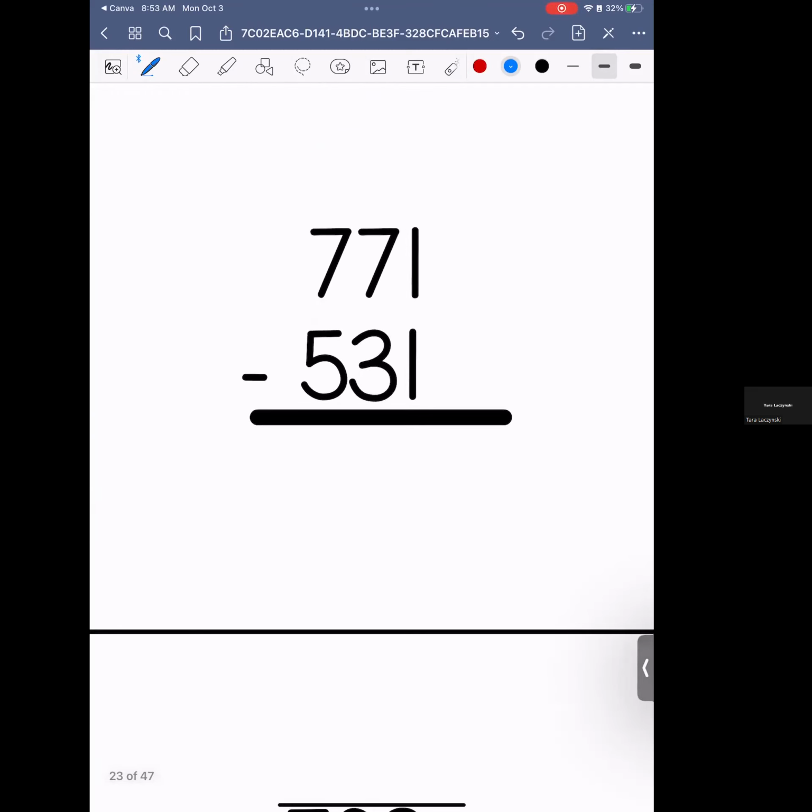771 take away 531. 1 take away 1 is 0. 7 take away 3 is 4. 7 take away 5 is 2. 240.